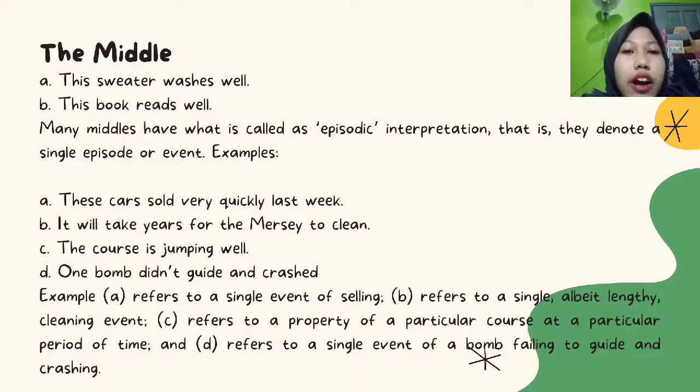Example: A. This car sold very quickly last week. B. It will take years for the Mercedes to clean. C. The course is jumping well. D. The bomb didn't guide and crashed. Example A refers to a single event of selling. B refers to a single, lengthy cleaning event. C refers to a property of a particular course at a particular period of time, and D refers to a single event of a bomb failing to guide and crashing.